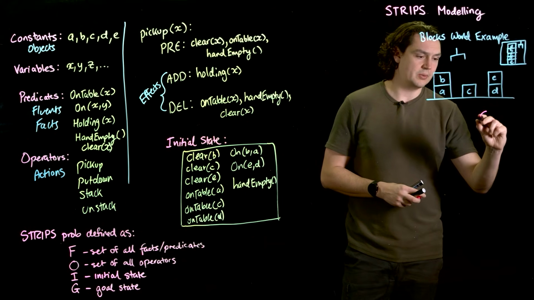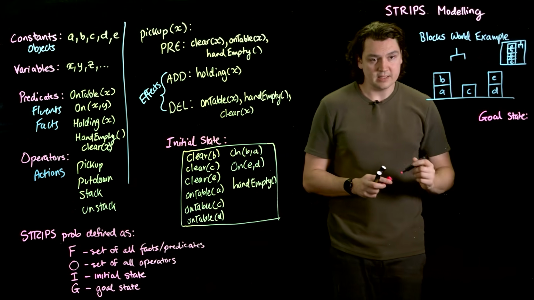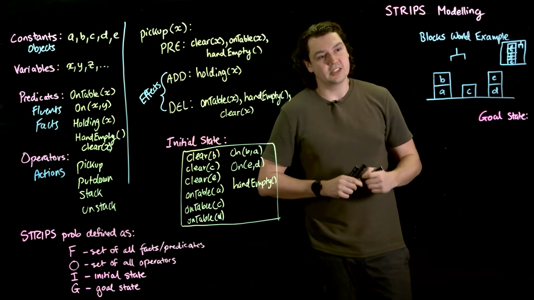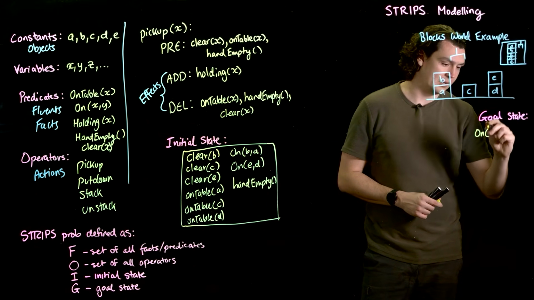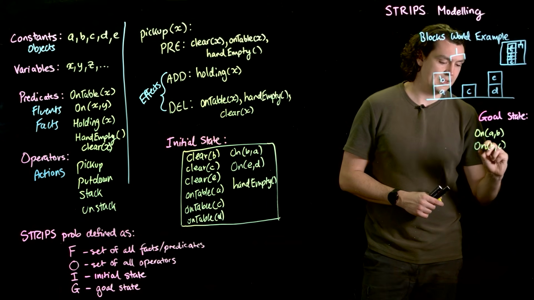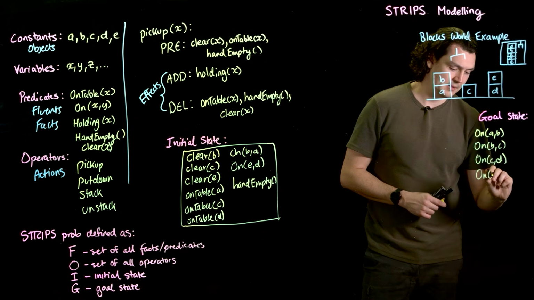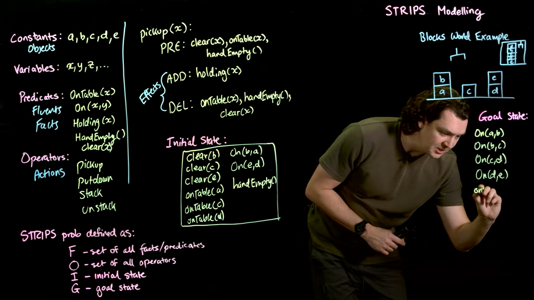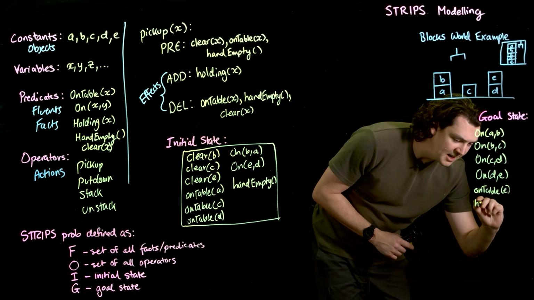Now, let's try to draw up the goal state as well. Is that on the board? Yep. But I will have to be careful. The goal state is just going to be a series of ons, right? So A is on B, B is on C, C is on D, D is on E. Now, E must be on the table, right? It's the bottom one. And technically hand empty.